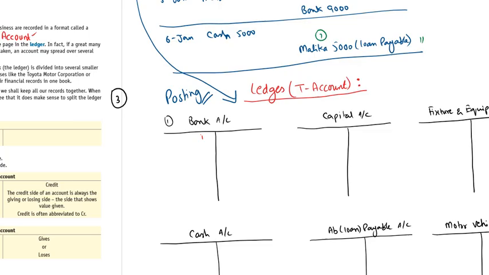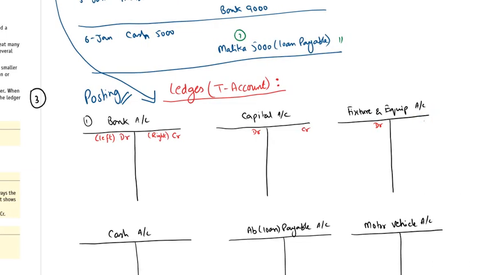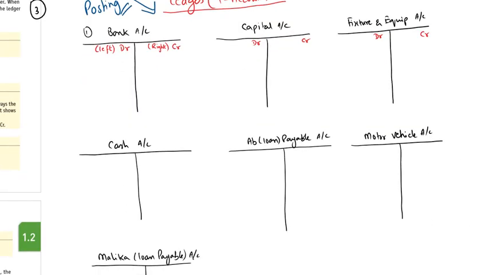So here is the ledger, it is the debit side, credit side. The left side of the shape is debit side and the right one is credit side. Left side debit and the right side is the credit side. Debit, credit, debit, credit.